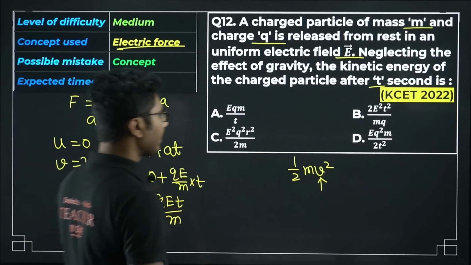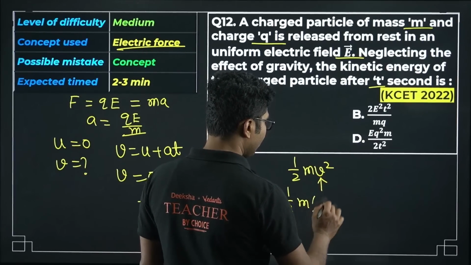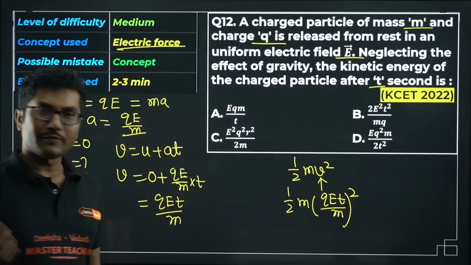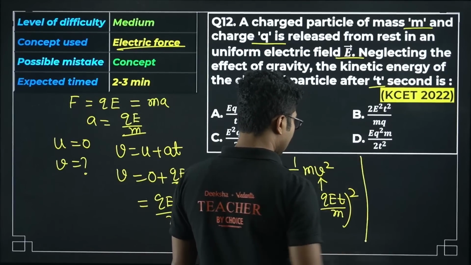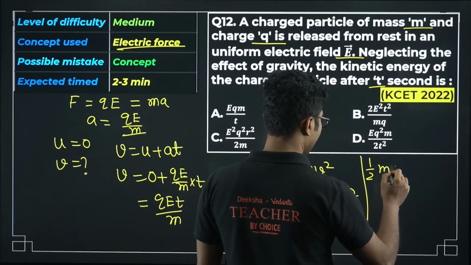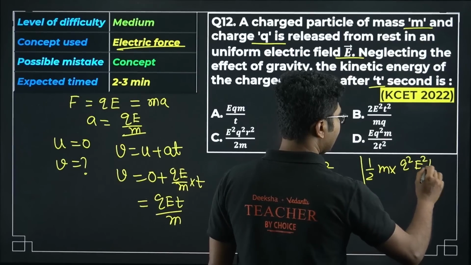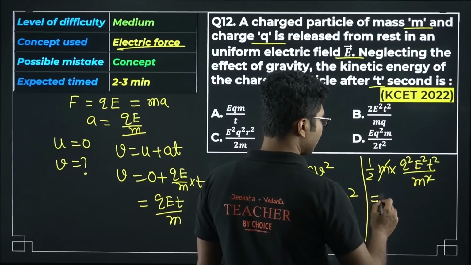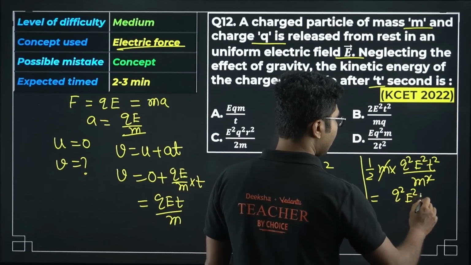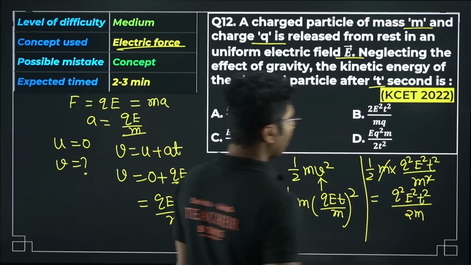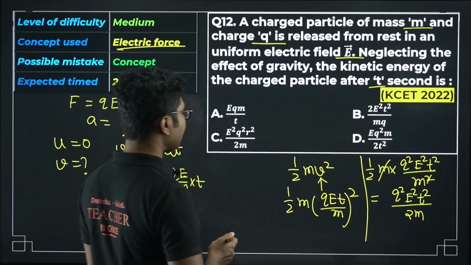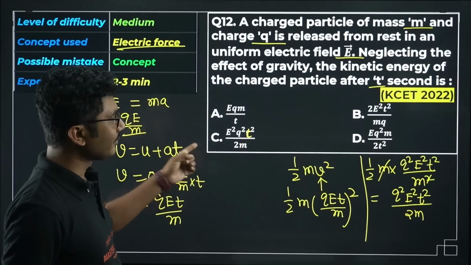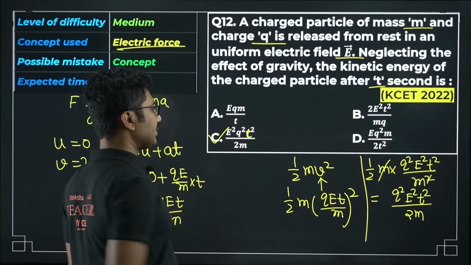Now you have to put this over here: half m into (qEt by m) whole square. The formula for kinetic energy is the same, no tricks here. So half m into q square E square t square by m square. Now one of the m's will be cancelled. So what is the value? q square E square t square by 2m. It will be t square, not r square. So option C is the correct answer.